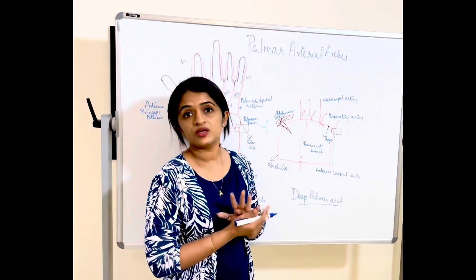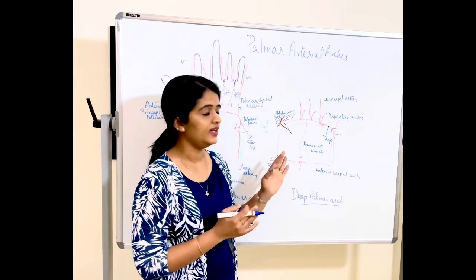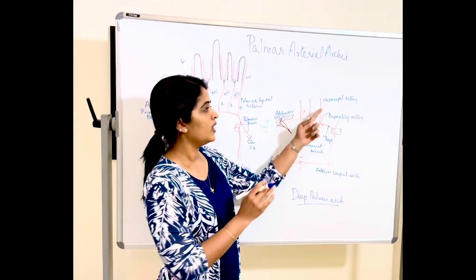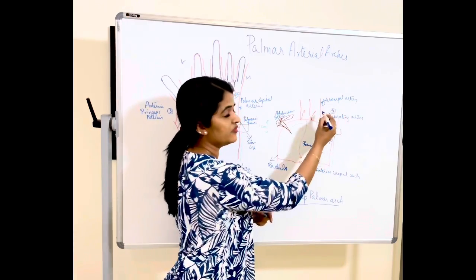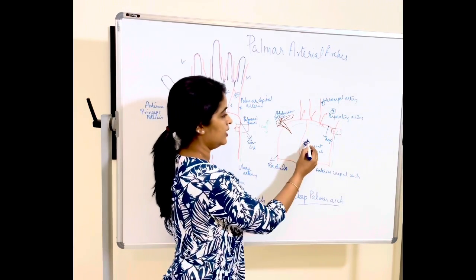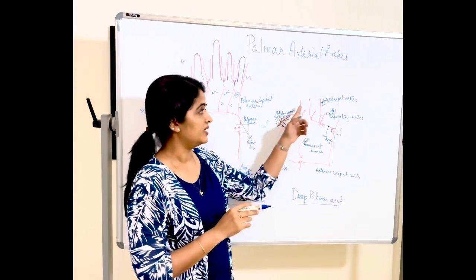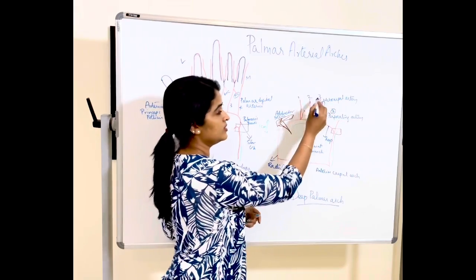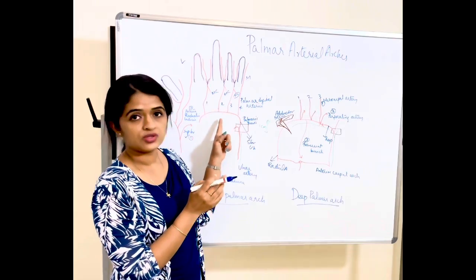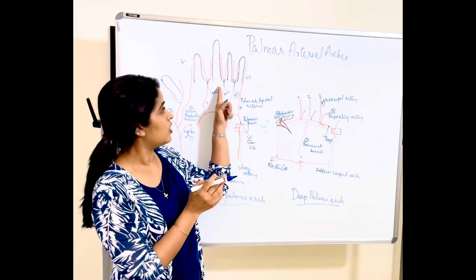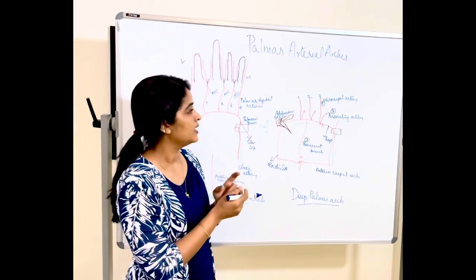Now, what are the branches which you get from the deep arterial arch? You have mainly three sets of arteries. One, metacarpal arteries. Two, perforating arteries. And three, recurrent branches. Metacarpal arteries we have already mentioned. They are three in number: 1, 2, 3. Three metacarpal arteries which join with the digital branches of the superficial palmar arterial arch to form the common digital arteries.